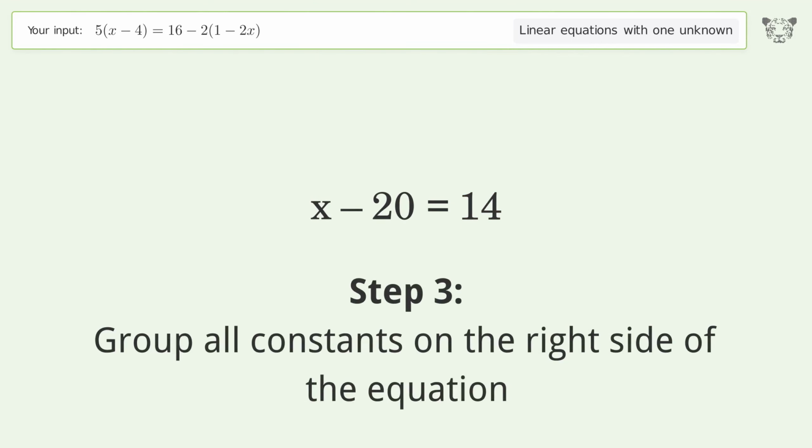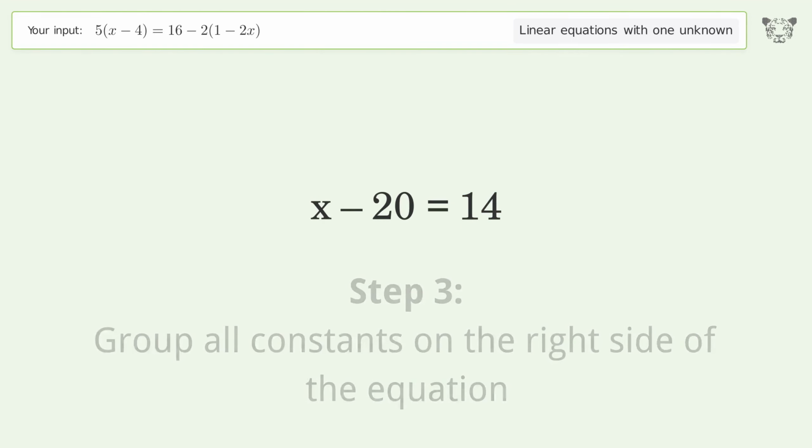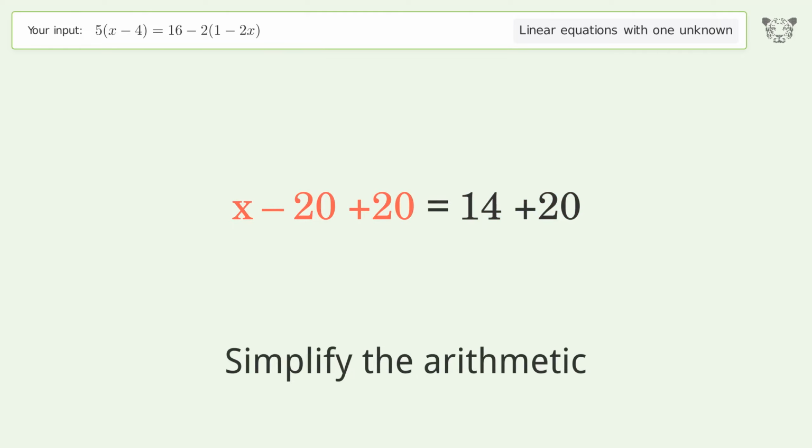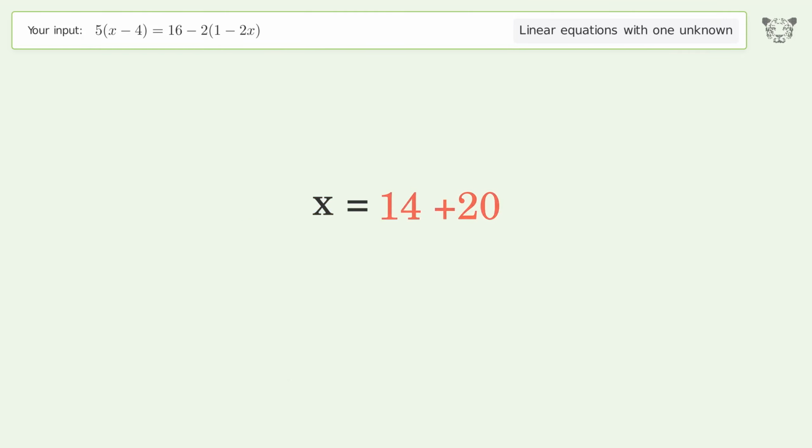Group all constants on the right side of the equation. Add 20 to both sides. Simplify the arithmetic. And so the final result is x equals 34.